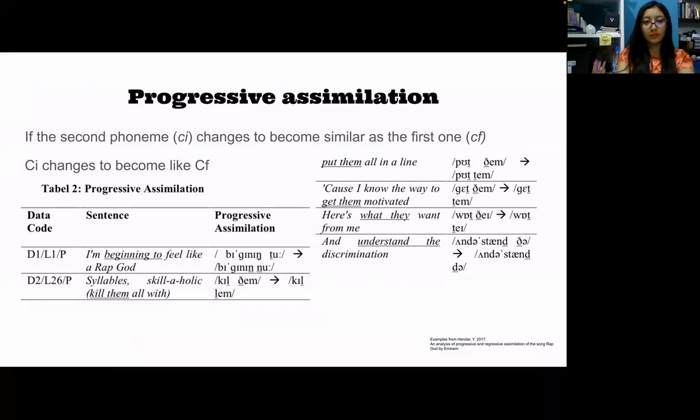And let's take, for example, this where it says, because I know the way to get them motivated. Here, get them, the TH sound in them will change to become more like the T of get. So we're going to say get them instead of get them.